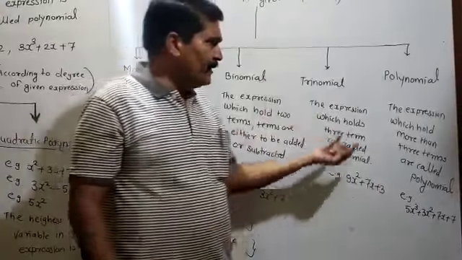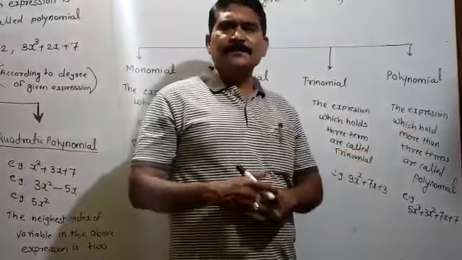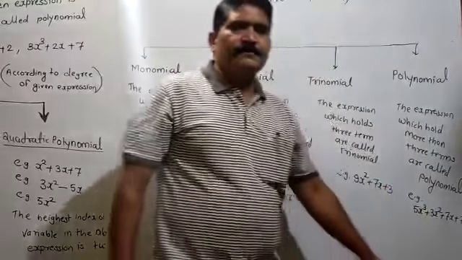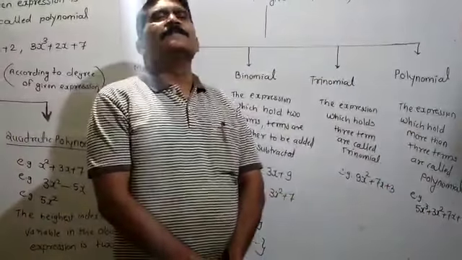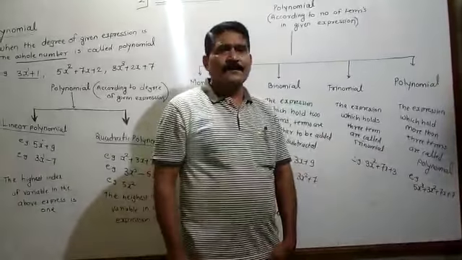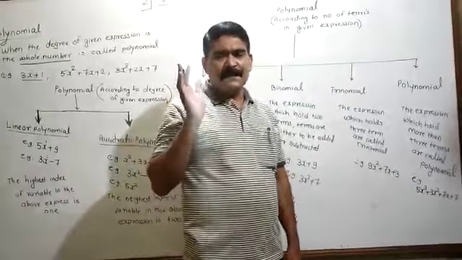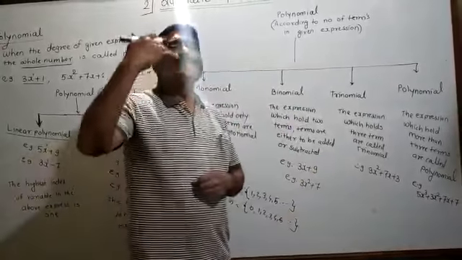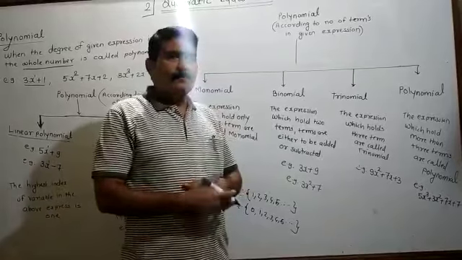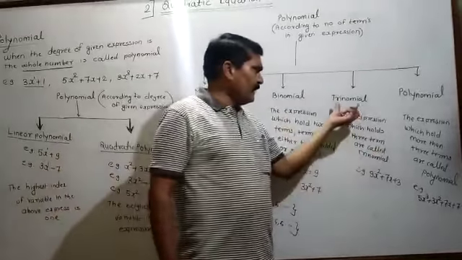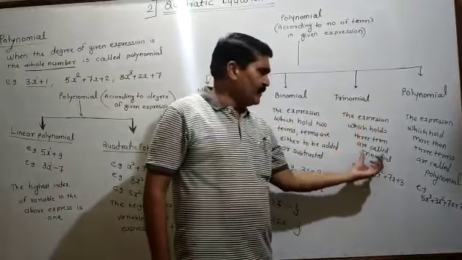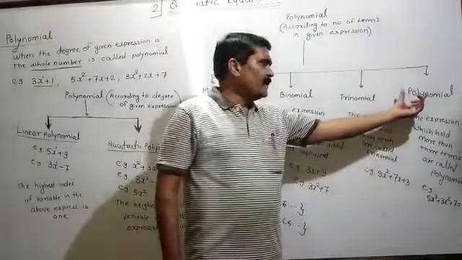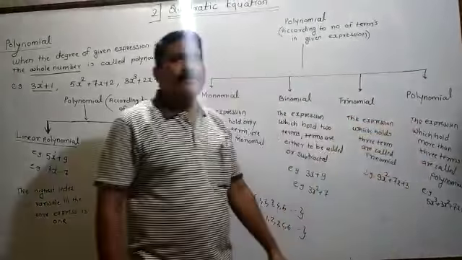And the polynomial means the expression which holds more than three terms. Here this expression holds 1, 2, 3, 4, means more than three terms. So this expression is called the polynomial. In some books, the definition of the polynomial is given as the expression which holds more than two terms. But according to the actual definition, the expression which holds three terms is called the trinomial, and the expression which holds more than three terms is called the polynomial.